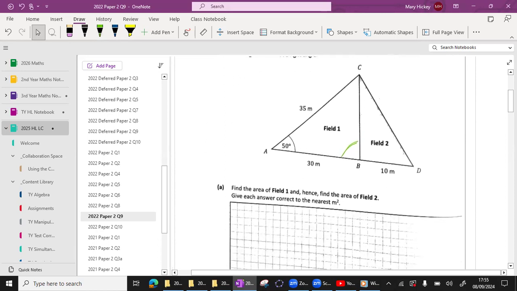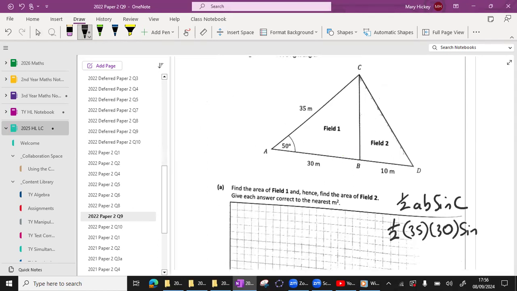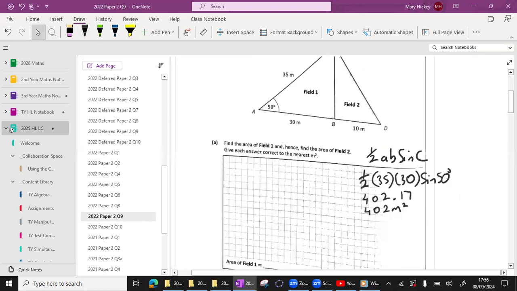Now, if we're doing trigonometry and we're doing area, the formula that comes to mind is a half. So that is a half of any of the two sides. So we're talking about field 1 by 30 and then 50. So that should straight away give us the area of that field. So the answer I'm getting for that is 402.17. Now, it says correct to the nearest meter squared, so it's 402 meters squared.